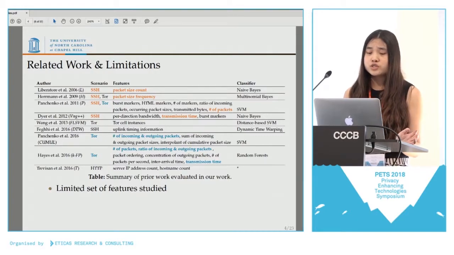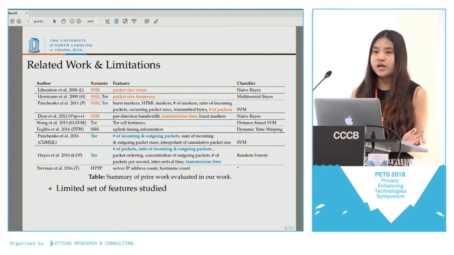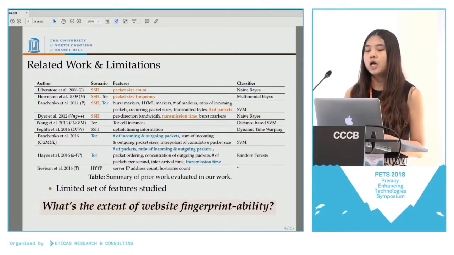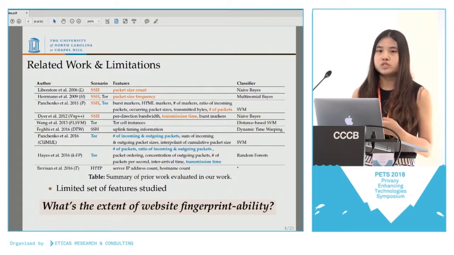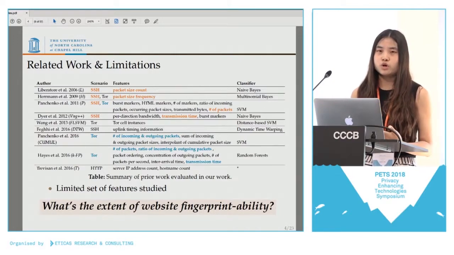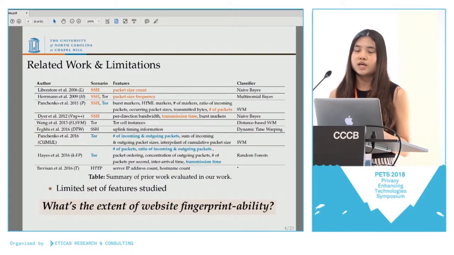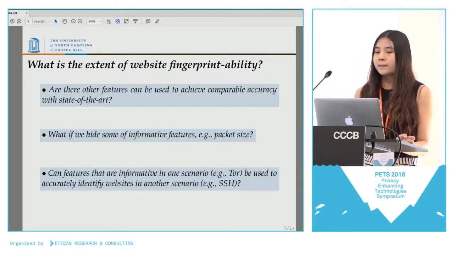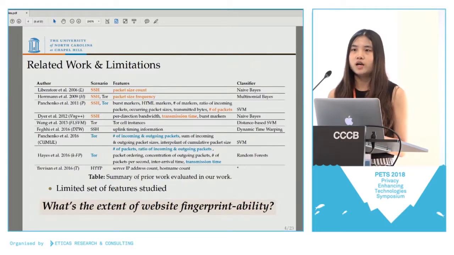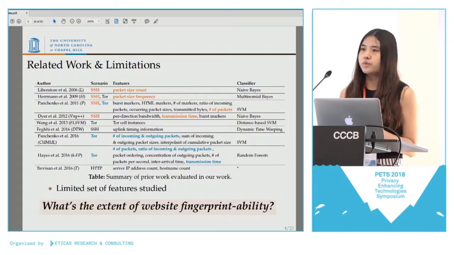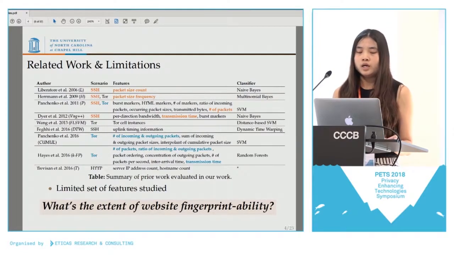With limited features, it's hard for us to understand the extent of website fingerprintability. What do I mean by extent here? As an attacker, I want to know the best accuracy I'm able to get with all the information available from the TCP/IP header. And as a client or server, I want to know what features are most informative so I can work on hiding them to protect my privacy. So in order to understand that, our work focuses on performing a relatively exhaustive feature selection with all information that is available in TCP/IP headers.